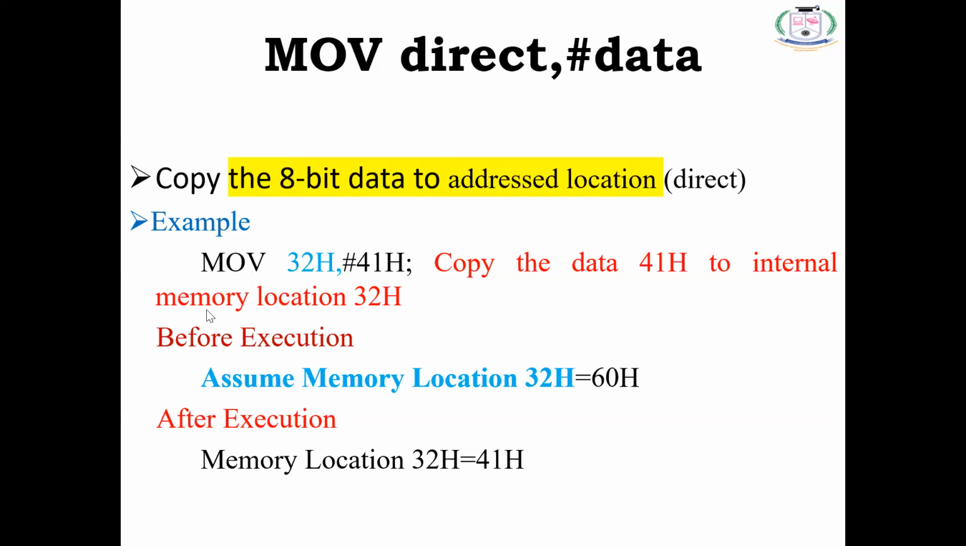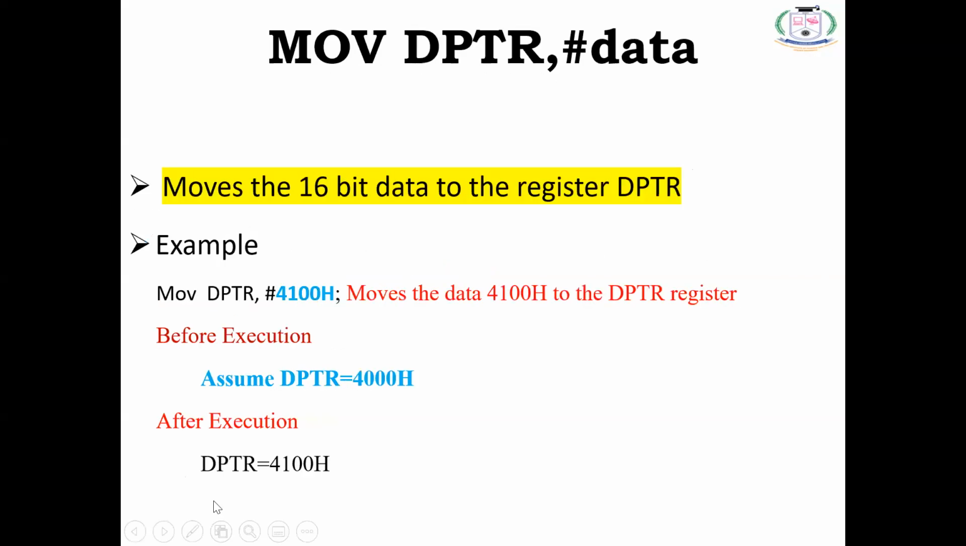Okay, what is the example I gave you? MOV 32H, hash 41H. So I have to move my data 41 to 32H. 32H is your address, internal memory. So copy the data 41 to my internal memory location 32. Very good. Okay, the next one. I think you people have understood.